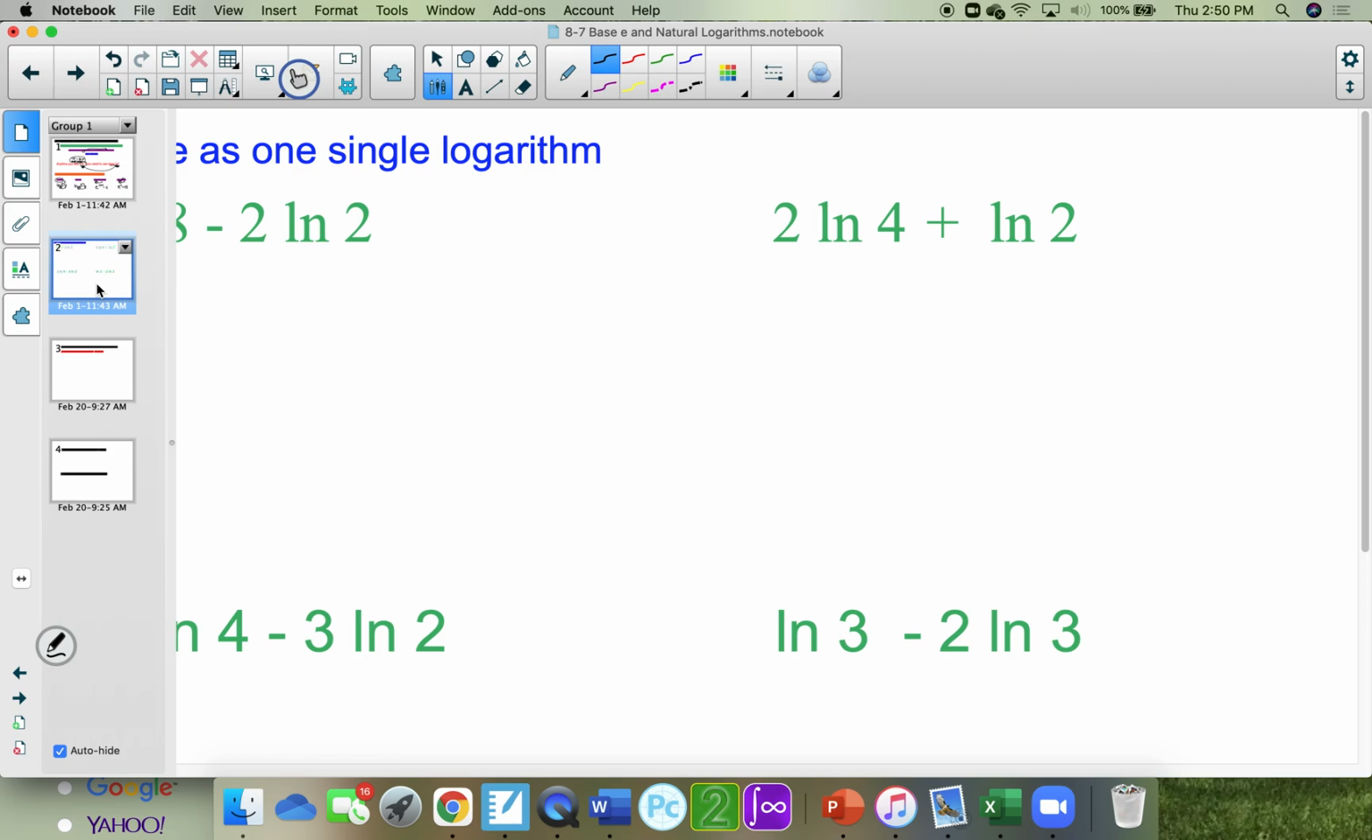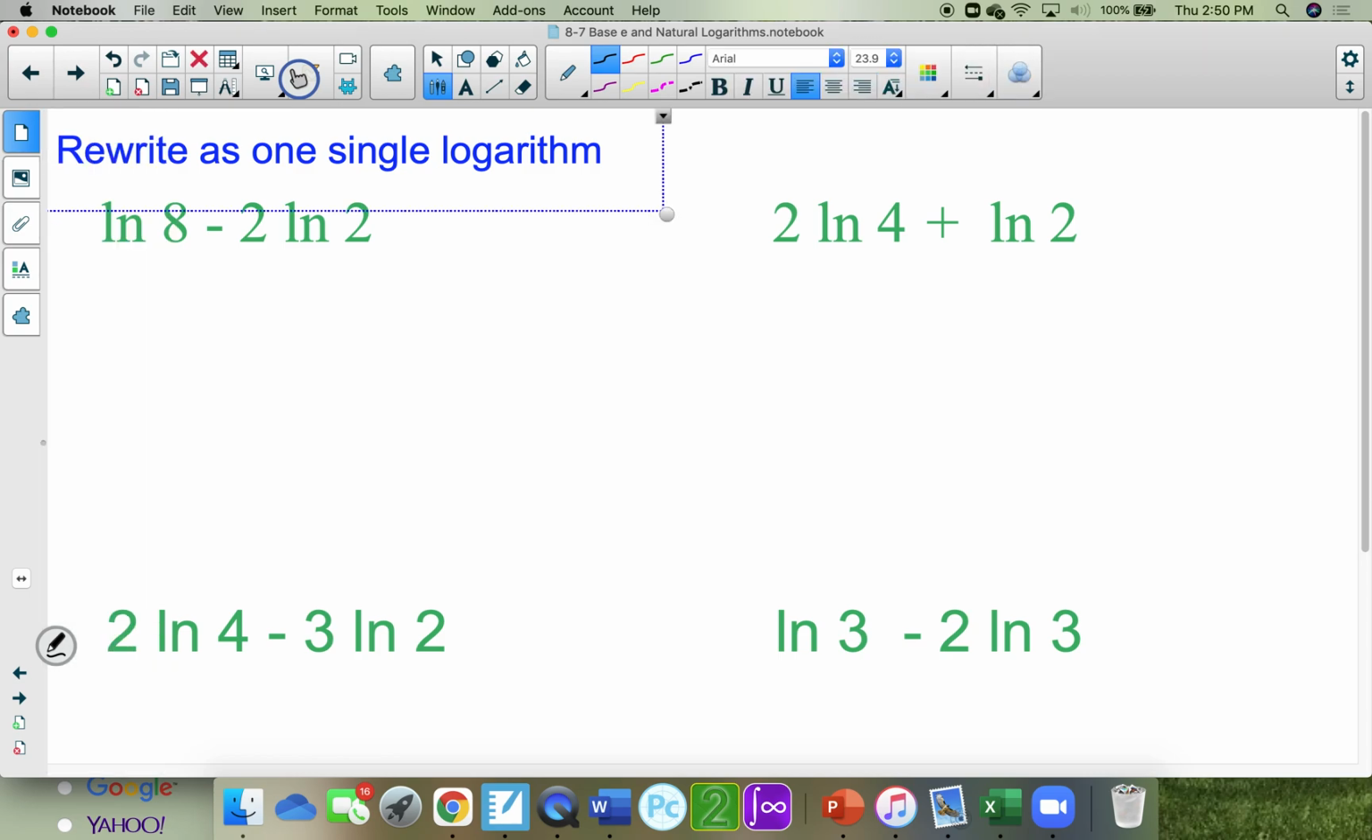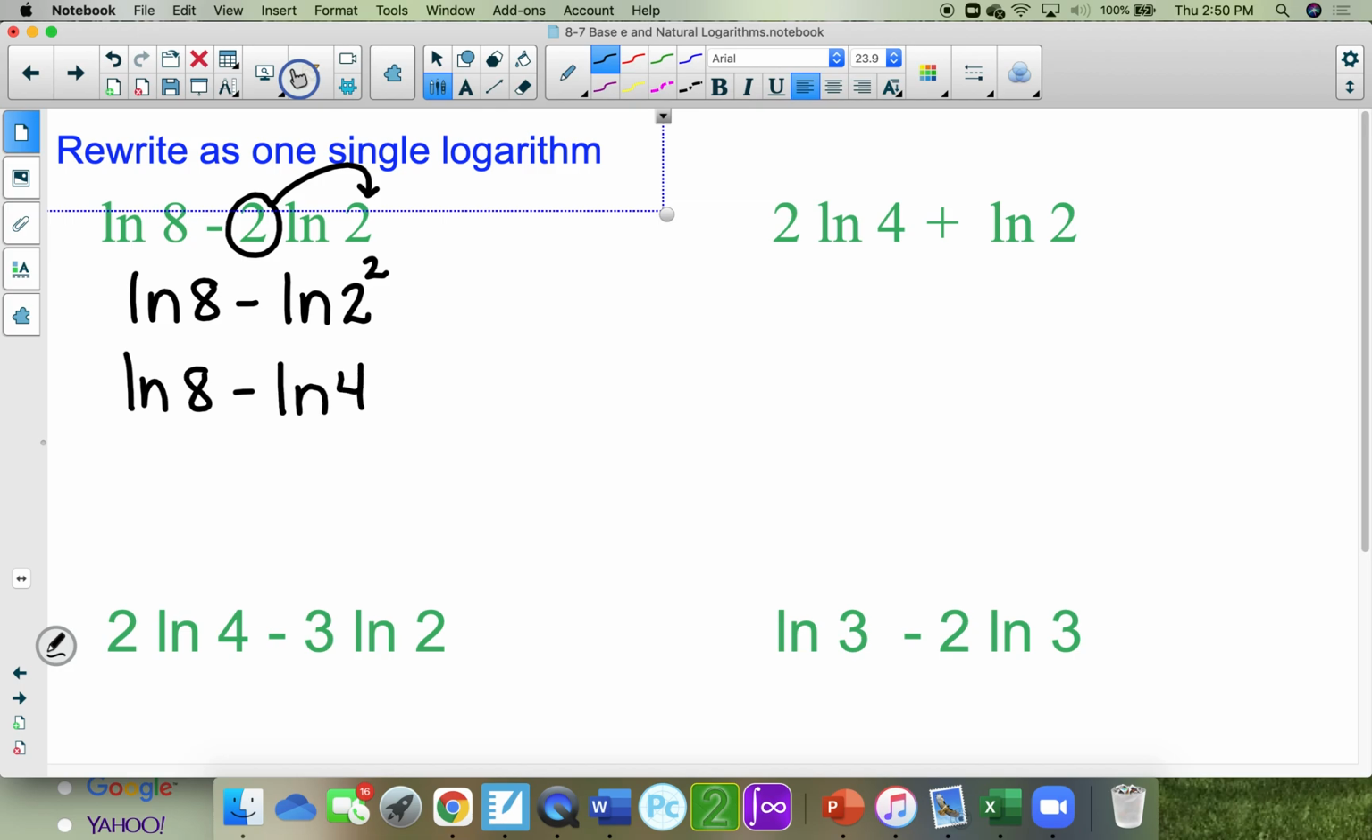Second part is to write it as one single natural log. So I'm going to write it as the natural log of 8 minus the natural log of 2, and I can take that 2 and put it right there. So now it's the natural log of 8 minus the natural log of 2 squared, which is 4. Final answer is the natural log. There's a minus sign, which means to divide: 8 divided by 4, which is 2.